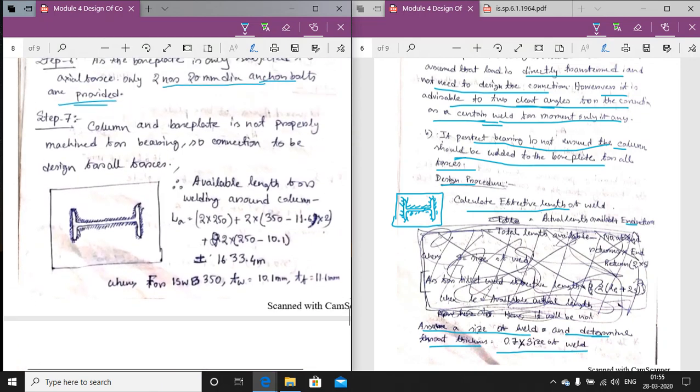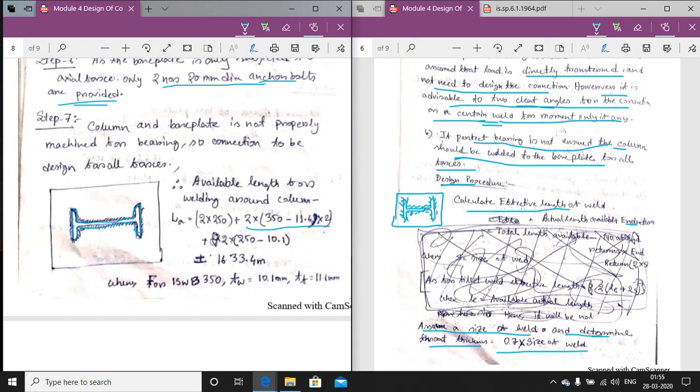So first we have to calculate the available length, that is the effective length. What is the available length around the column? That equals this total length, first 2, then this total length, second 2, and then this length and this length. So first 2 into 250, that is these 2 lengths, plus 2 into 350 minus 11.6, into 2.